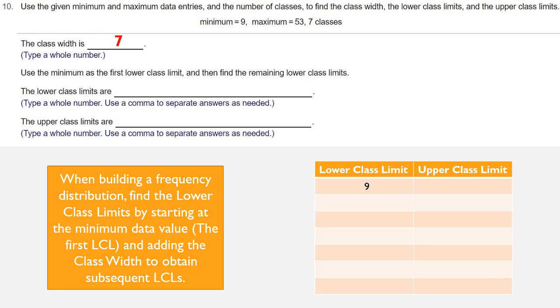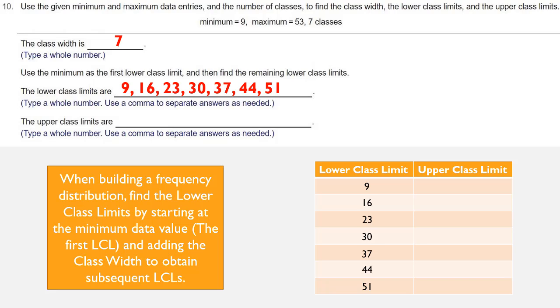9 plus 7 is 16. I can add the class width again and get 23. Add it again, we get 30. Again, we get 37, then 44, then 51, and those are my lower class limits: 9, 16, 23, 30, 37, 44, and 51.